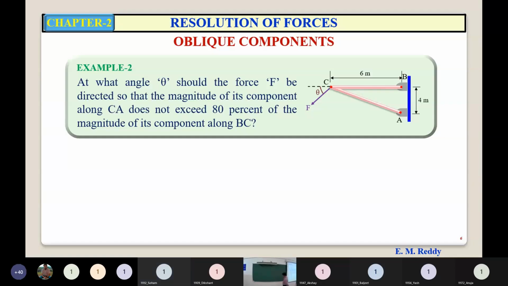See, we are solving examples on oblique components, right? Yesterday we saw one example, and today we will solve two or three more examples on oblique components. So please note down the statement shown on the screen along with the figure.